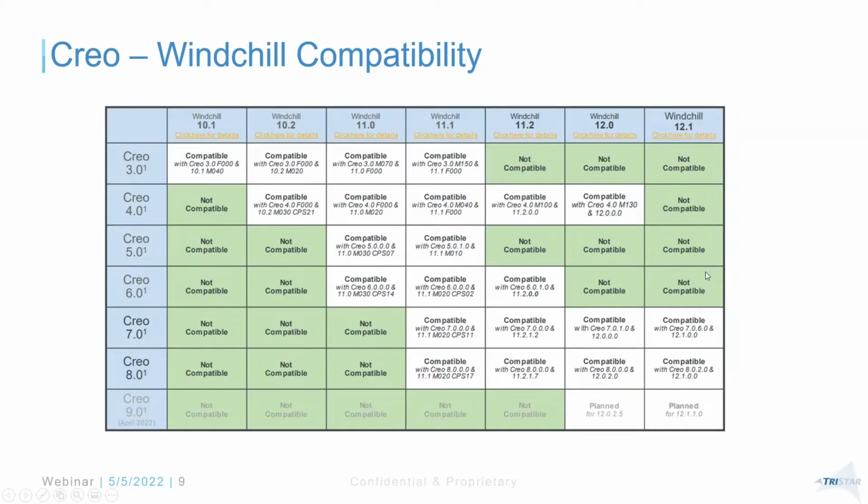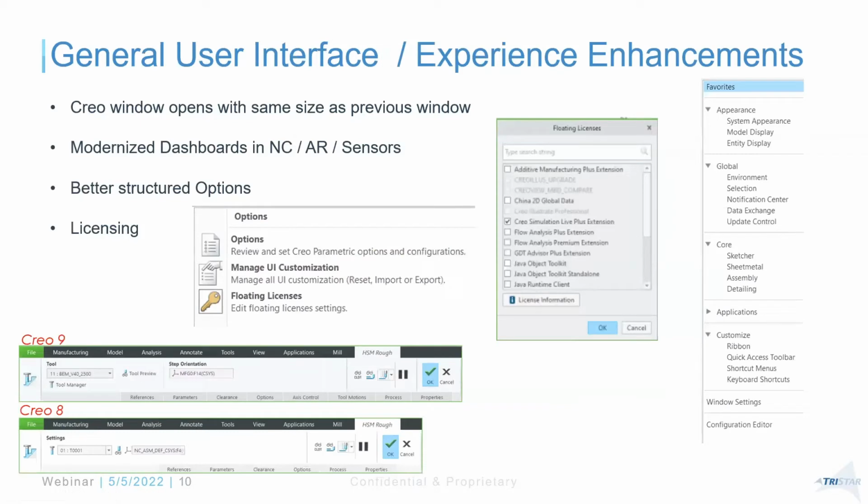They all keep updating it. So I would encourage you to go to the PTC e-support site and look at the supported compatibility matrix documentation, they have it. But I thought I should give you a quick snapshot of the Creo 9 compatibility if you are currently on Windchill. Okay, with that said, let's get into it.